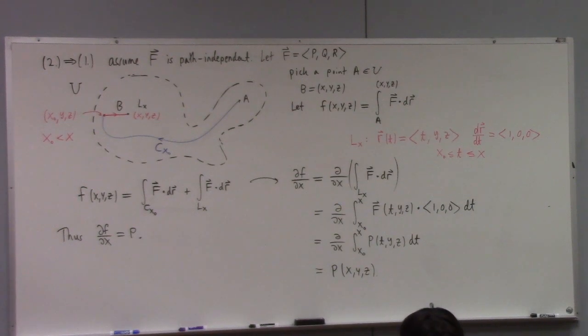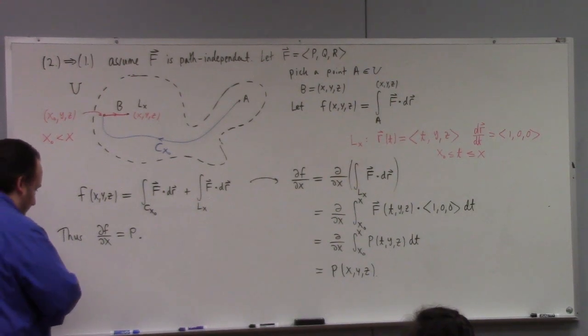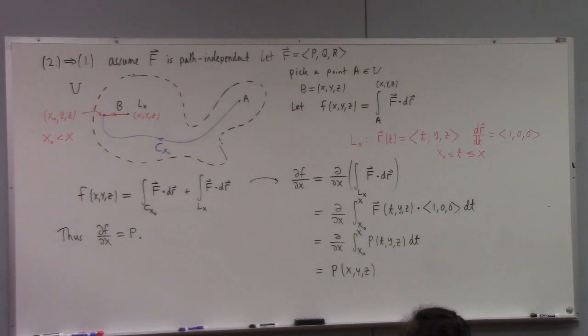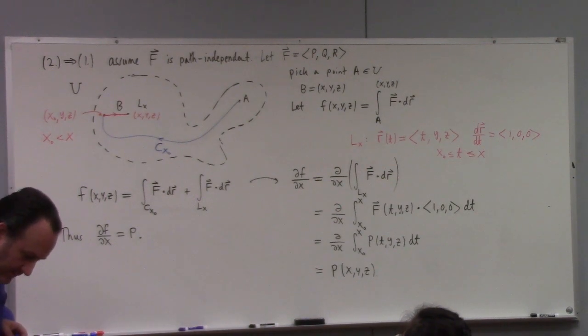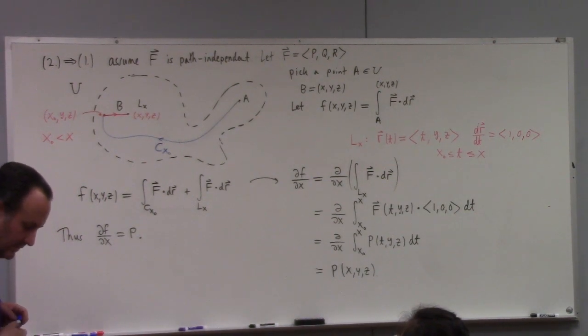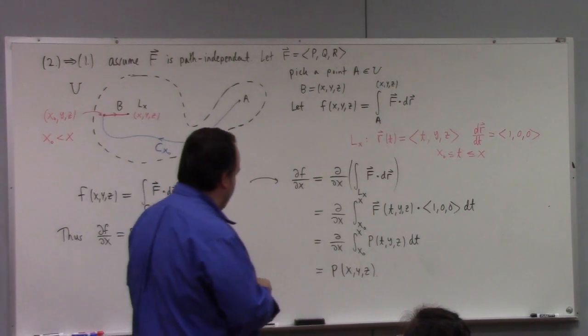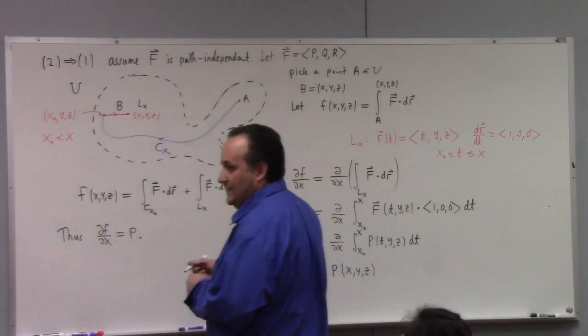Do you guys understand the argument? If you understand the argument, how would I do it for q? What should I do to get partial f, partial y to show partial f, partial y equals q? What path do I need to consider? F of x, t, z. Yes! And how would I get that from a path?